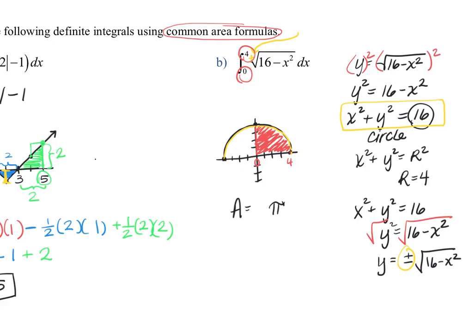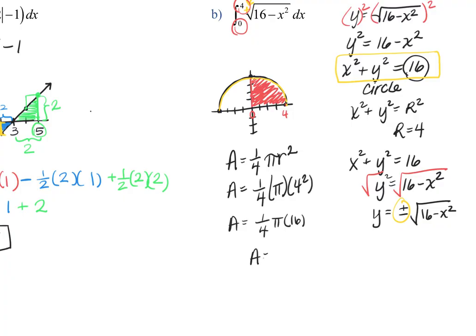be pi times the radius squared. But we want 1/4 of the entire circle since we're only integrating from 0 to 4. And the radius on this circle we said earlier was 4. So that'll be 1/4 times pi times r squared. So that's 4 squared, which will be 16. So we've got 1/4 pi times 16, which is going to end up being a total of 4 pi. So the area in this case is going to be 4 pi. And again, don't worry about units right now because we don't have a context for this particular integral.